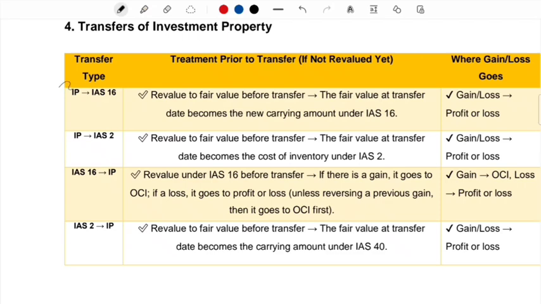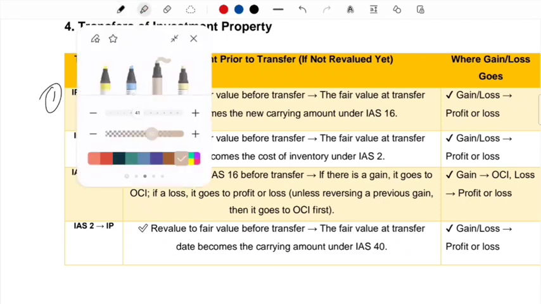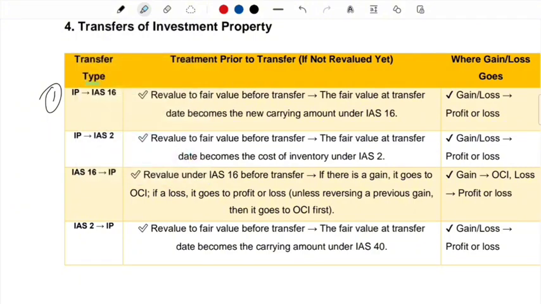Let's discuss situation number 1, which is investment property. We can decide to go from investment property to IAS 16. If you decide to do that, number 1, you have to revalue to fair value before transfer. So you will check at the date of transfer what the fair value is, and you will update the value of that investment property to the fair value. The fair value at the date of transfer becomes the new carrying amount under IAS 16. Then subsequently, with that valuation, you will treat the asset under IAS 16.